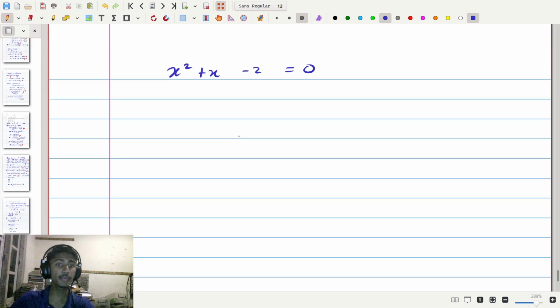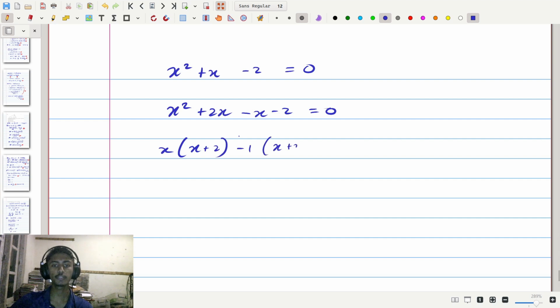Now factorizing this, we have x squared and minus 2, which means our two factors are going to be 1 and minus 2, or minus 1 and 2, and according to this we need plus 2 and minus 1. So our factors are x squared plus 2x minus x minus 2 equals 0, which turns into x times x plus 2 minus 1 times x plus 2, which then transforms into x minus 1 times x plus 2 equals 0.